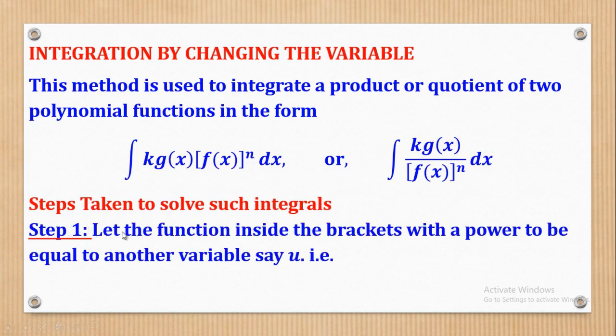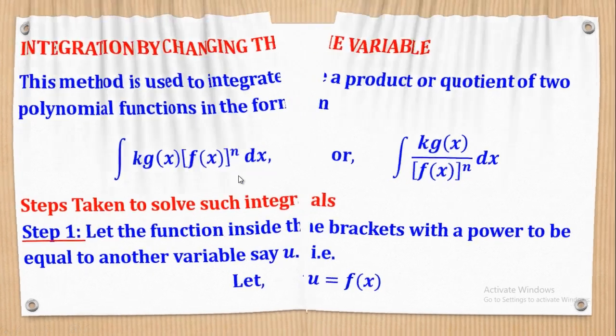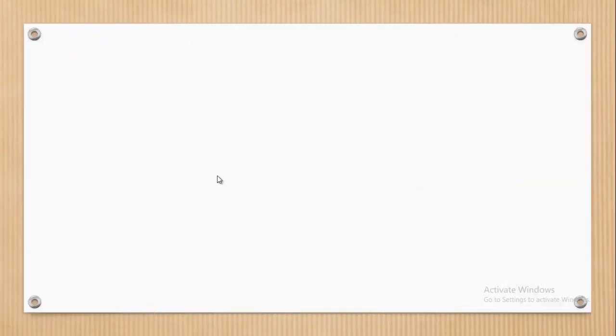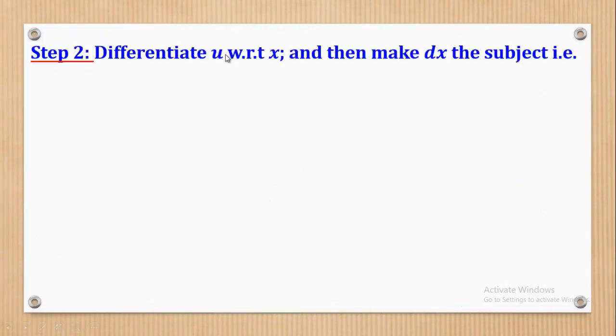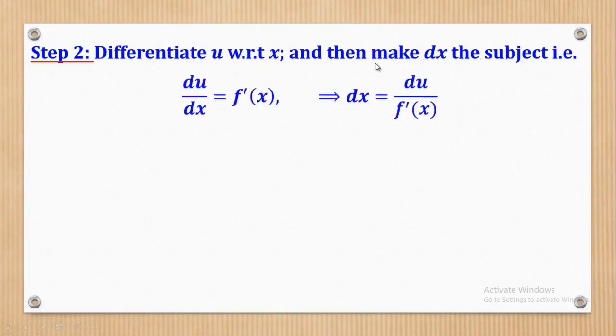Step 1. Let the function inside the bracket with the power be equal to another variable, say u. In other words, now this is the one inside the bracket, you will say u is equal to f(x). Step 2 says that differentiate u with respect to x and then make dx the subject. So du/dx, remember u was f(x), so du/dx will become f prime(x). Out of that we make dx the subject to come up with dx equal to du over f prime(x).